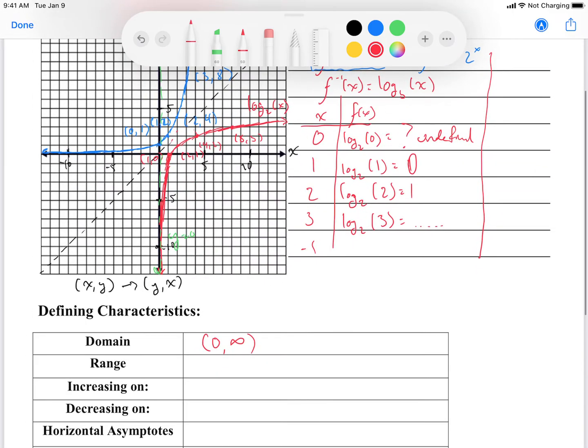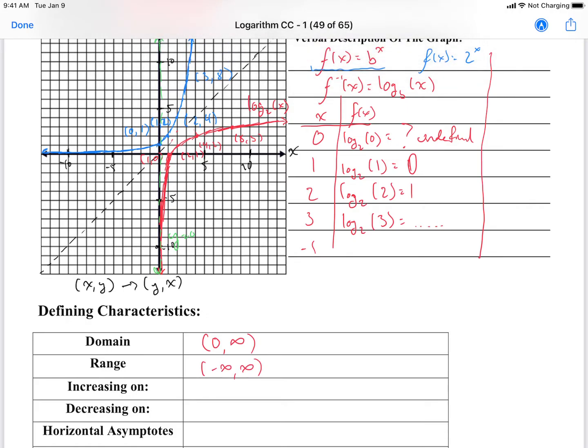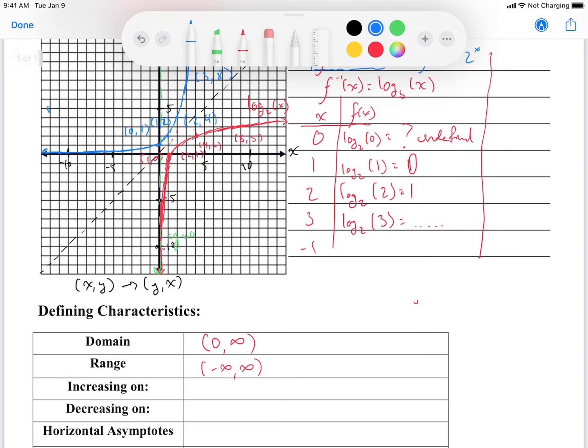What about range? Our range is going to be all real numbers. It's going to be from negative infinity to positive infinity. And kind of remember that from, again, since they're inverses, the domain of this one was negative infinity to positive infinity, but the range was 0 to positive infinity. So remember, when they're inverses, all that stuff switches. Okay?